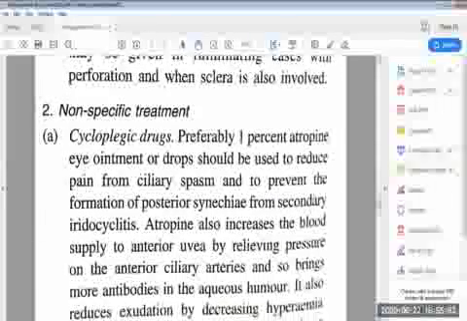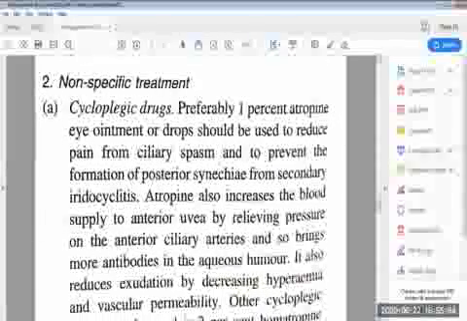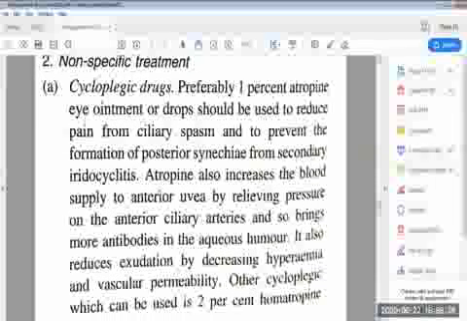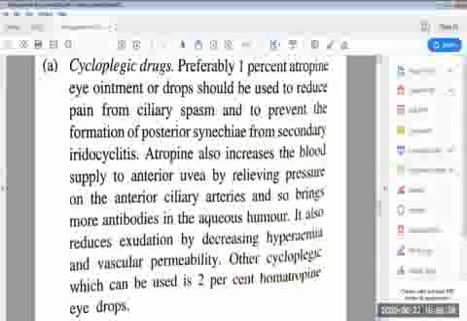Then the non-specific treatment. Cycloplegic drugs. Preferably 1% atropine eye ointment or drops should be used to reduce the pain from ciliary spasm and to prevent the formation of posterior synechiae from secondary iridocyclitis. Atropine also increases the blood supply to anterior uvea by relieving the pressure on the anterior ciliary arteries and so brings more antibodies in the aqueous humor. It also reduces exudation by decreasing hyperemia and vascular permeability.